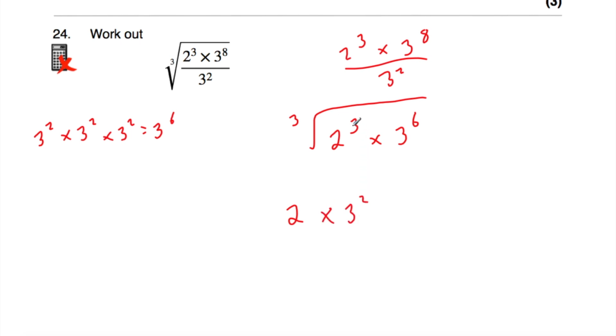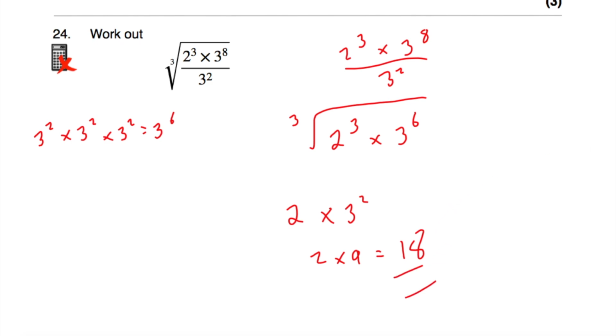Or another way to do it is, if you might notice here, whenever we're doing the cube root of something, you can divide the power by 3. Because 3 divided by 3 is 1, so that's 2 to the power of 1. And 6 divided by 3 is 2, so that'll be 3 to the power of 2. So if you're doing the cube root of something, you can divide the power by 3. So we've now got 2 multiplied by 3 squared. 3 squared is 9, so we've got 2 times 9, and 2 times 9 is 18. So the answer is 18.